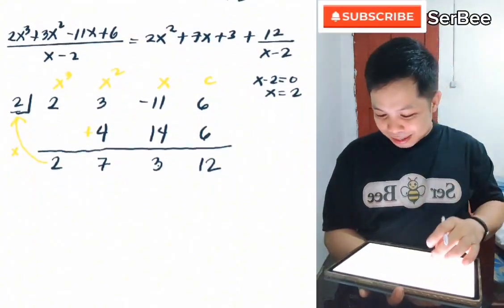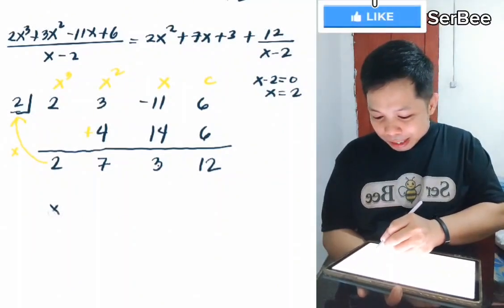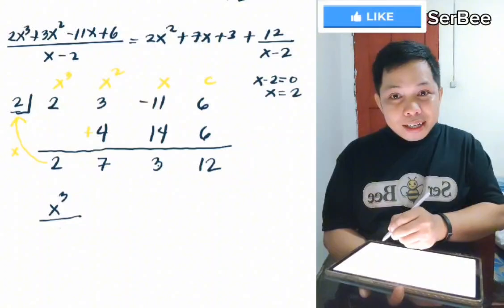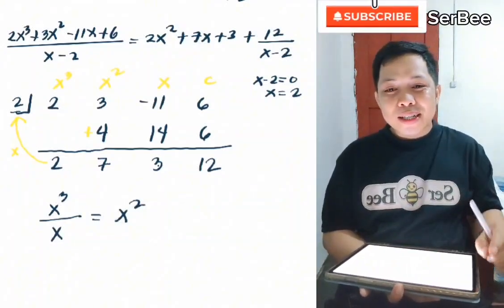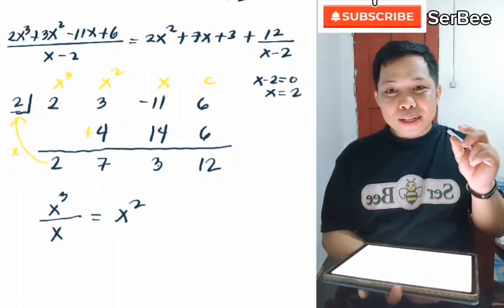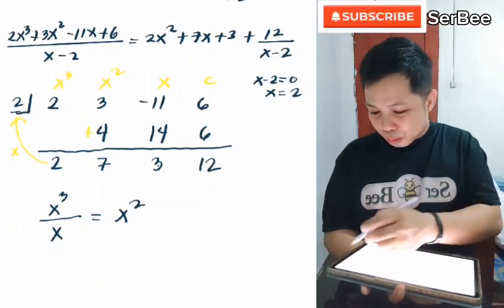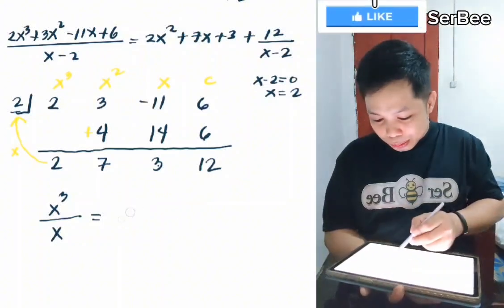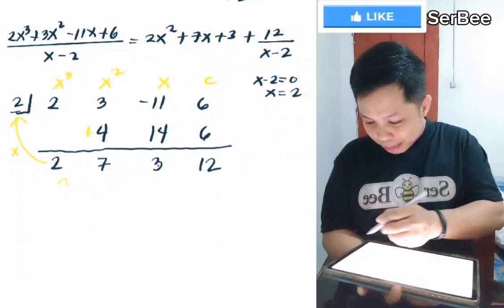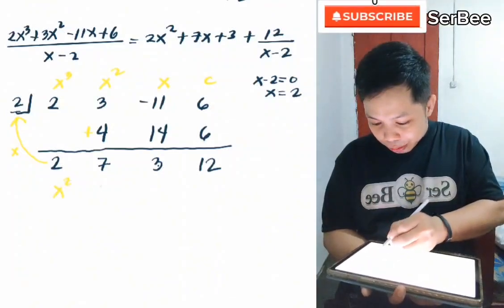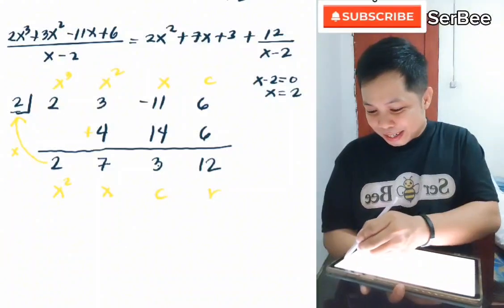And answer. So, since ang degree ng dividend natin ay x cubed and ang degree ng divisor natin ay x, so ano makukuha natin? X squared. Ibig sabihin, yung degree ng quotient natin ay degree 2. Okay? Or x squared, yung leading term na tinatawag. Okay? So, kumbaga, ito po ay yung coefficient ng x squared. Ito yung sa x, ito yung sa constant, and ito yung sa remainder.